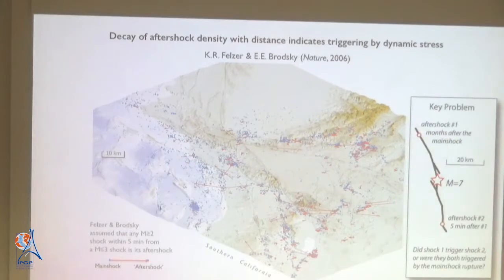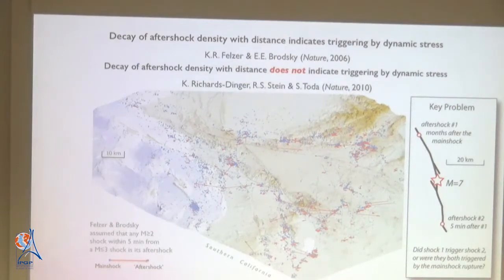Now, could there be a problem with how they define an aftershock? They said an aftershock is anything that happens within 5 minutes of the main shock. Now, very few magnitude 2 to 3 earthquakes have aftershocks, so you have to stack huge numbers of these to see any aftershocks at all. So here's the question. If you have a magnitude 7, and a month later you have a shock up here, and 5 minutes after that you have a shock down here, is this one an aftershock of that main shock, or are they both aftershocks of the magnitude 7? You really can't tell.